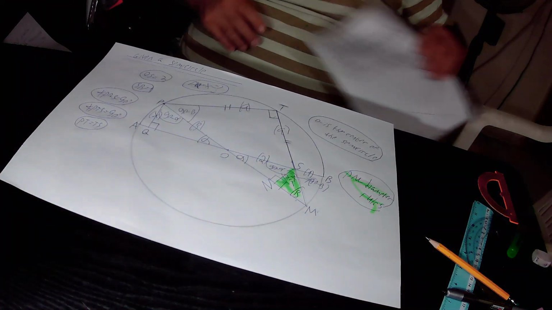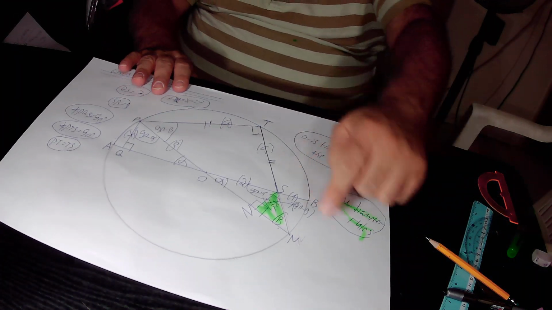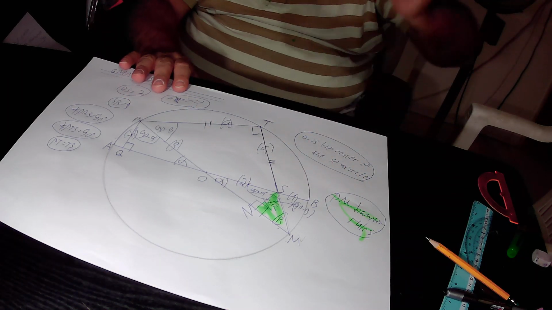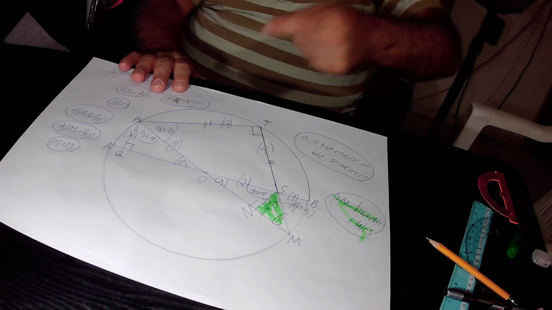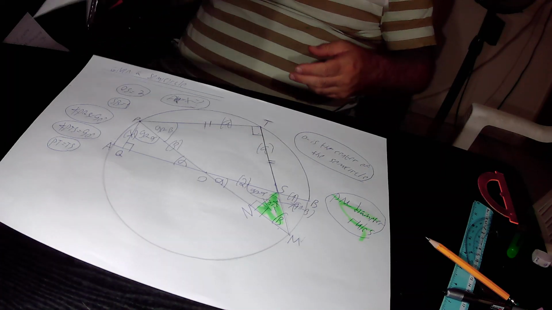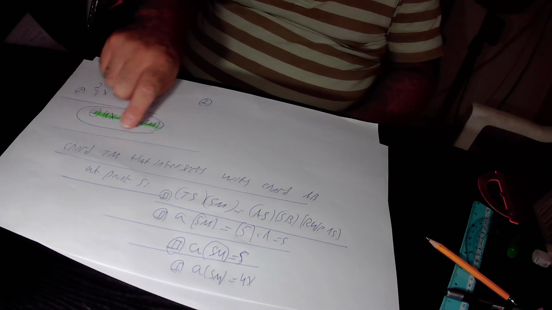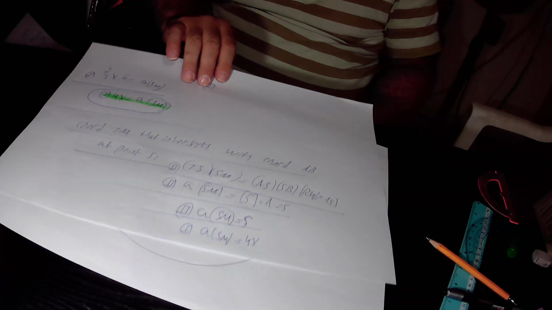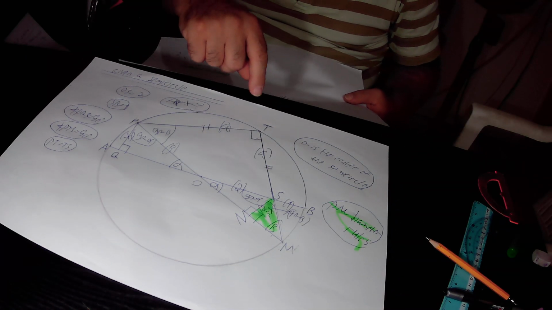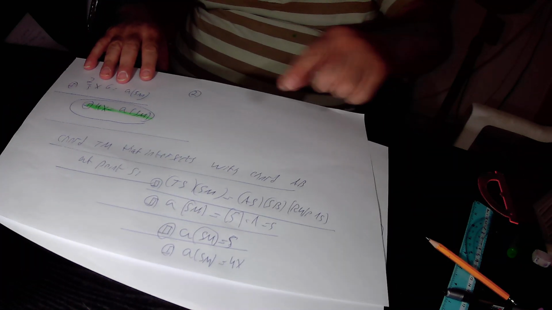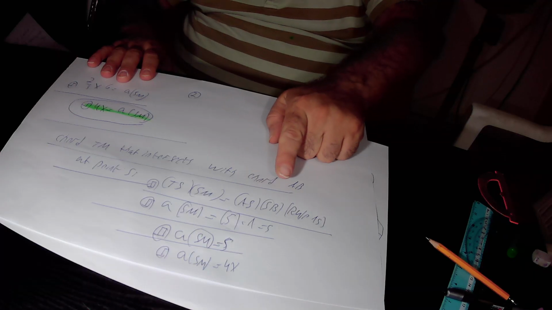So we can actually implement rule 15 in our domain. Why? Because in our domain, we have chord TM that intersects with chord AB at point S. So all the requirements of rule 15 are satisfied, and therefore we can implement rule 15 here. And again, according to rule 15, TS times SM equals AS times SB.